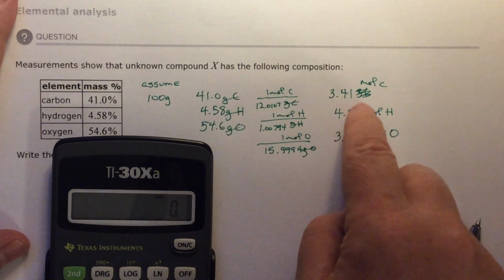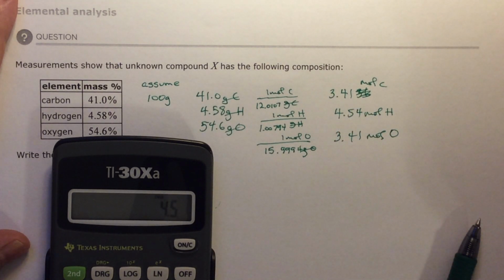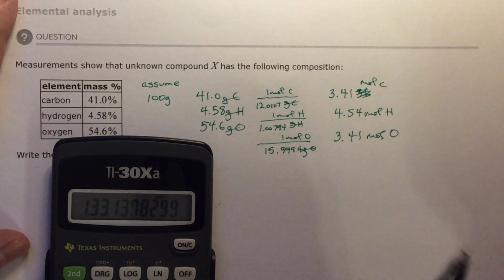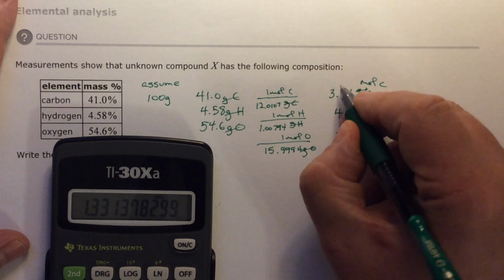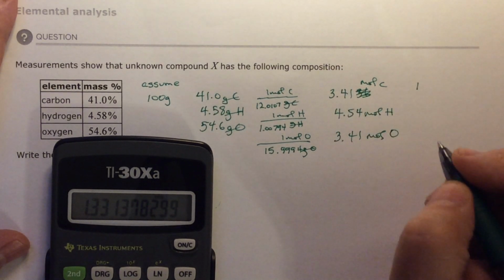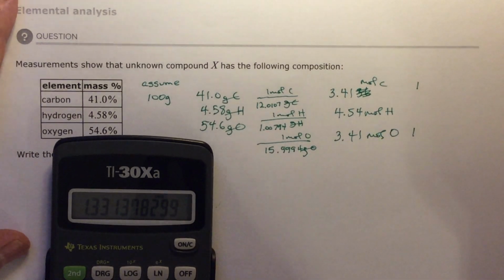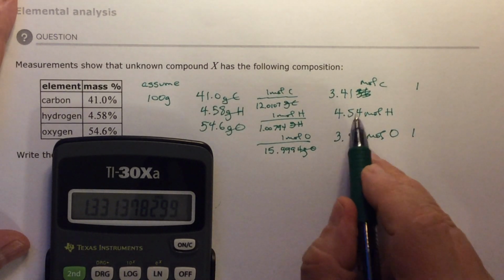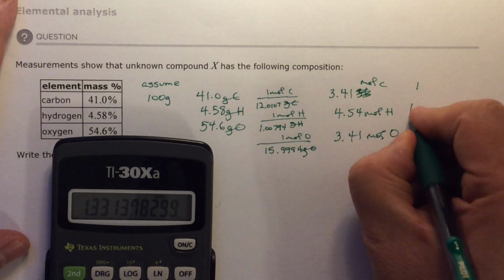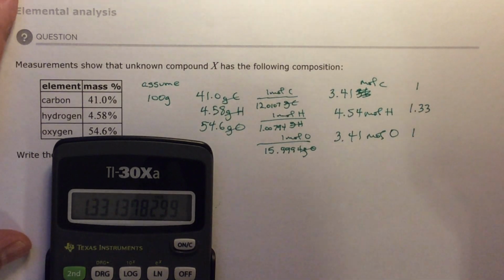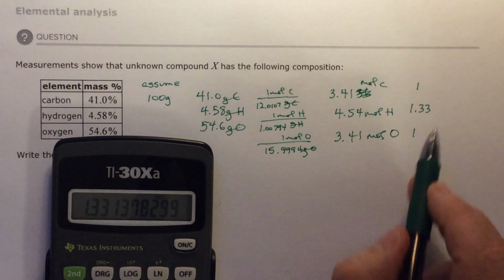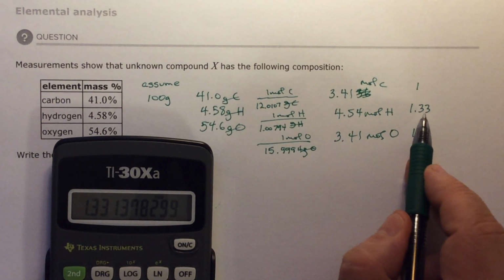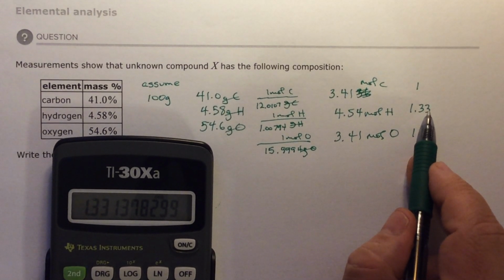So I'm going to take the bigger number, 4.54, and I'm going to divide by the smaller number, 3.41. Okay? And 3.41 into itself is 1. 3.41 into 4.54 is 1.33. Well, I can't do 1.33. I need to have whole numbers as ratios. I need to say it's 2 to 3 to 2 or something like that.